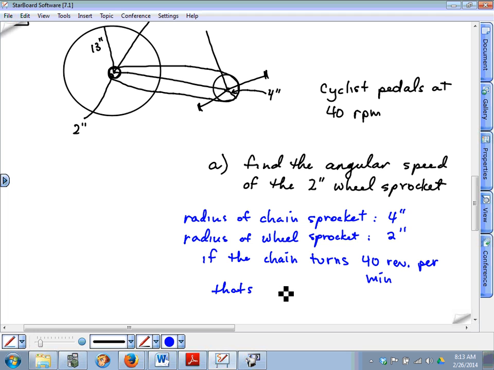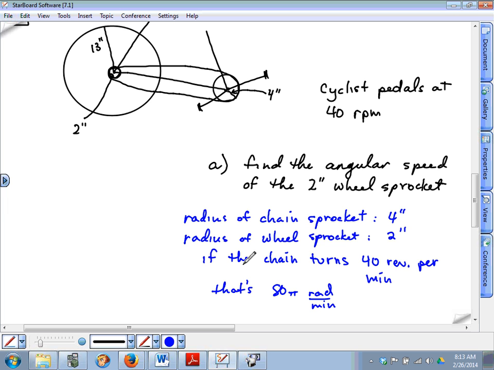That's 80 pi radians per minute. So in 1 minute's time, let's be clear what we just stated here. In 1 minute, this larger chain sprocket has made 80 pi radians.